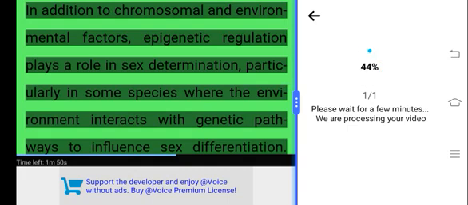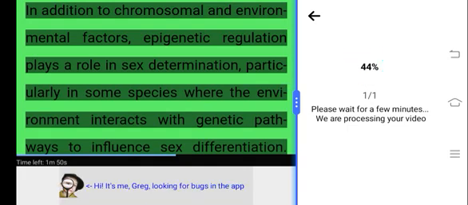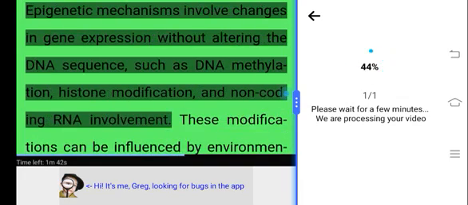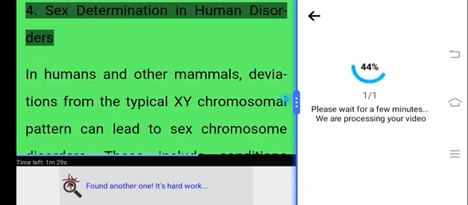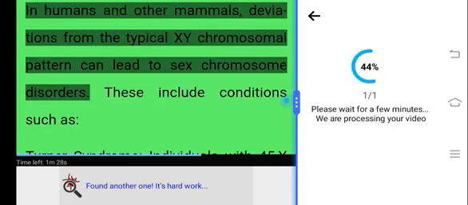3. Genetic and epigenetic regulation of sex determination. In addition to chromosomal and environmental factors, epigenetic regulation plays a role in sex determination, particularly in some species where the environment interacts with genetic pathways to influence sex differentiation. Epigenetic mechanisms involve changes in gene expression without altering the DNA sequence, such as DNA methylation, histone modification, and non-coding RNA involvement. These modifications can be influenced by environmental factors like diet, temperature, or toxins, potentially leading to changes in sex determination pathways.